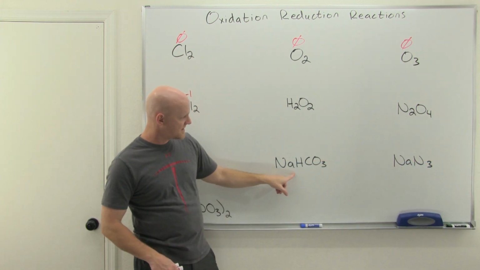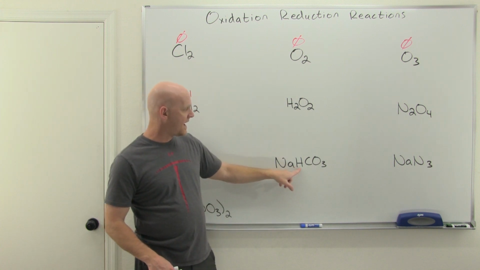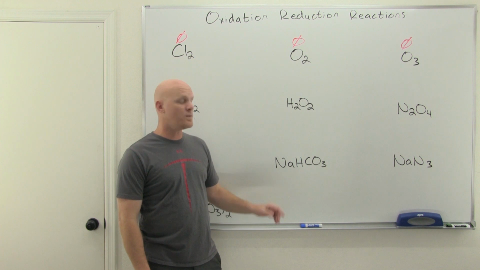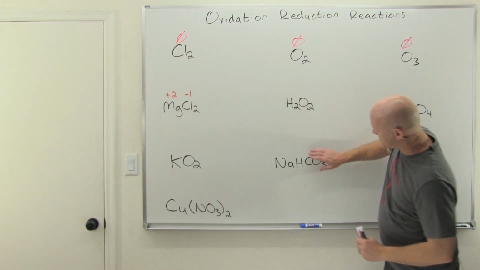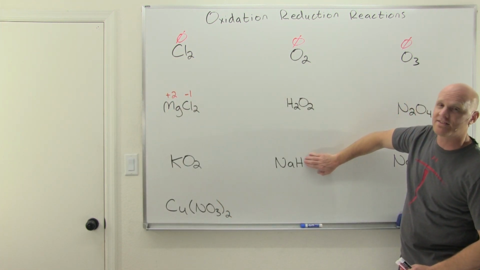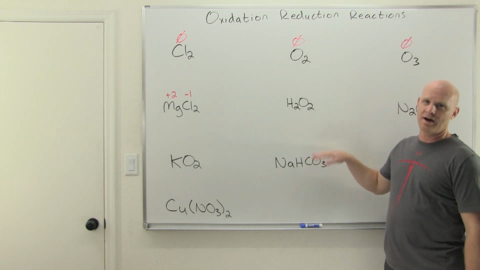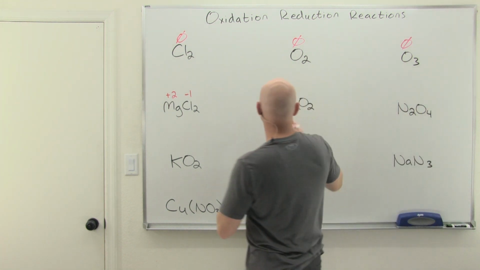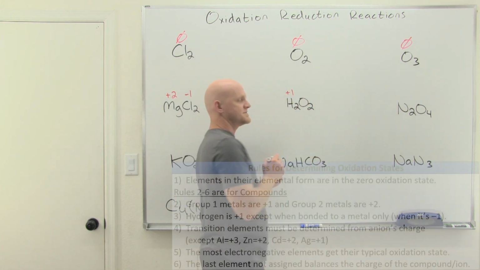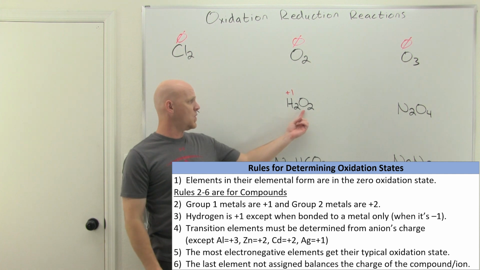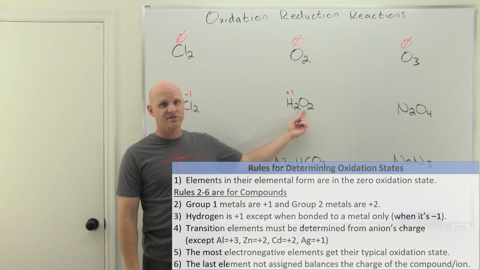So notice in this case down here, we do have a metal and hydrogen and other stuff. And in that case, hydrogen is still going to just be +1. It's only when you have just a metal and hydrogen that hydrogen would be -1. But if you've got a metal, hydrogen, and other stuff, hydrogen's still +1 there. All right, so hydrogen's going to be +1 in this instance for H2O2. And once we've done that, we just skip straight to rule number 6 because the only element left is oxygen.